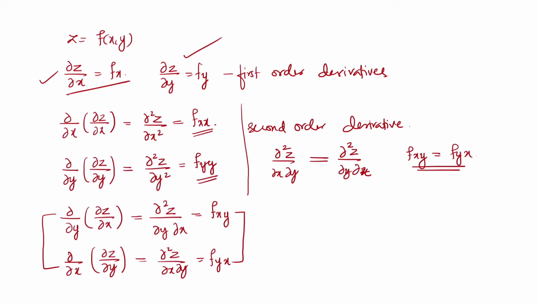With respect to x, we can have dou cube z by dou x cube. With respect to y, we can have dou cube z by dou y cube. Then we have dou cube z by dou x square dou y. Like that we can find more derivatives in this aspect. Therefore these are the first and second order partial derivatives of a function in two variables.